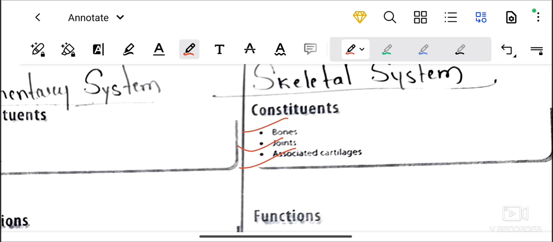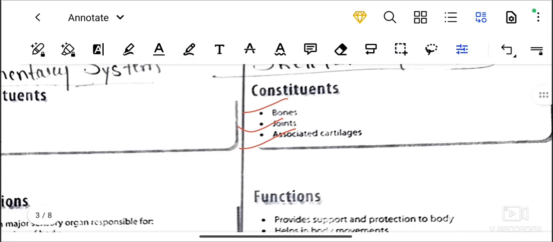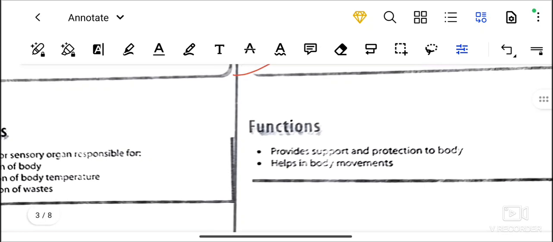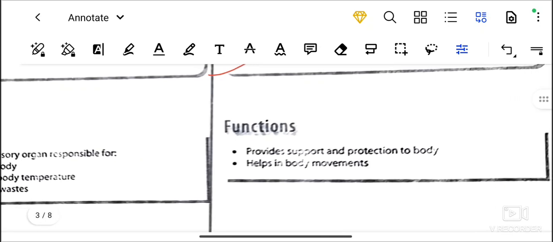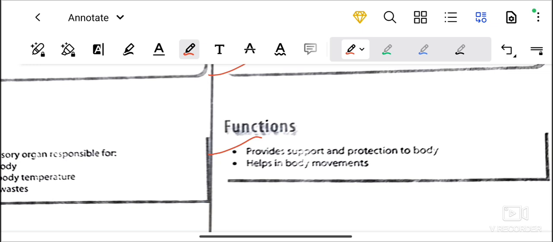The functions of the skeletal system are to provide support and protection to the body, and to help in body movements.